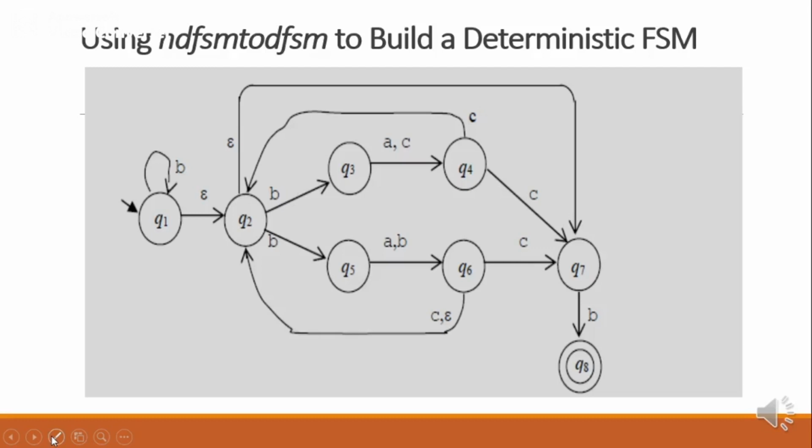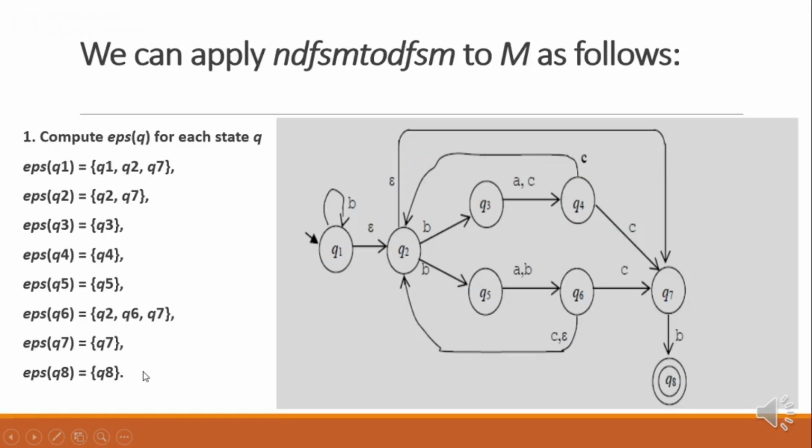Here we'll consider an example to build a DFSM from an NDFSM. The first step is to compute the epsilon closure for each state that is present in the NDFSM. First we'll find the epsilon closure of Q1. From Q1, taking epsilon transition, we can get Q2, and from Q2, taking a transition on epsilon, you can get Q7. No further transitions can be added. So always remember, Q1 is added first, then from Q1 to Q2 by epsilon, from Q2 to Q7. No further states can be added.